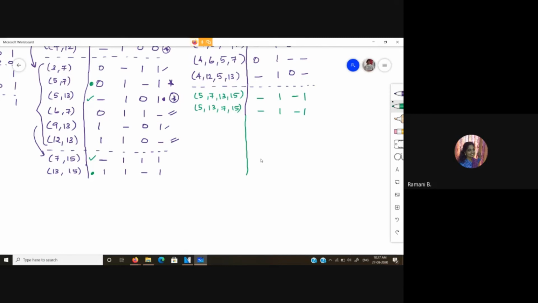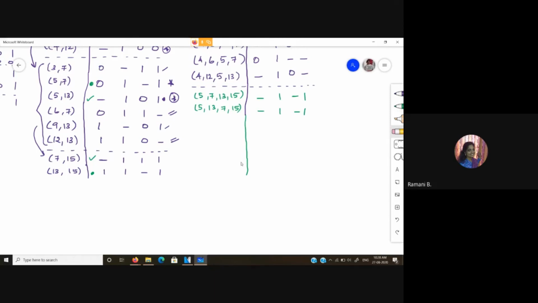Next comparing 6, 7, we don't have anything in the last position, so we can leave it. Then 9, 13 we have dash in second position, for that also we don't have anything in the last one. And then 12, 13 also we don't have anything in the last position. Okay, fine.